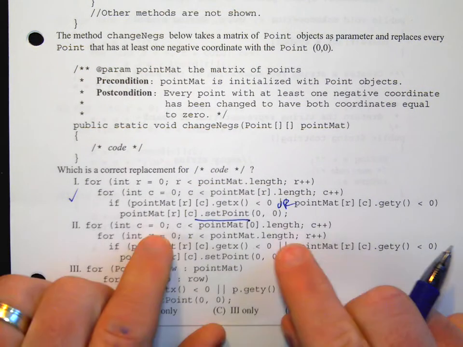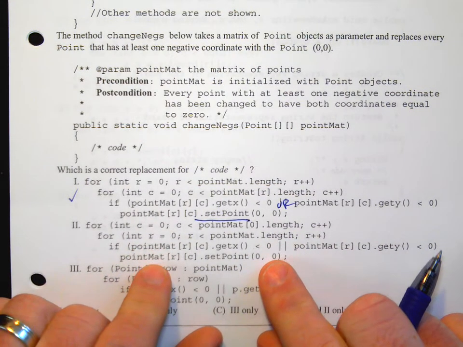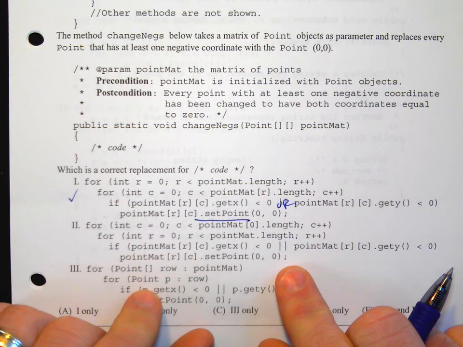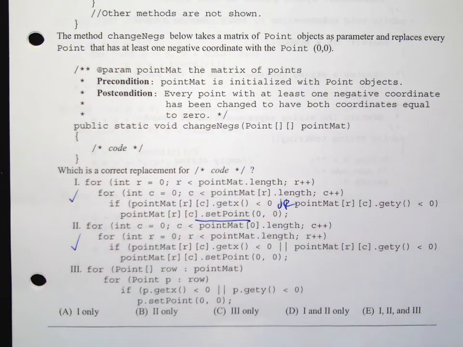This one does column major form. Everything else looks the same, and that should work. We're just traversing the 2D array in a different way.